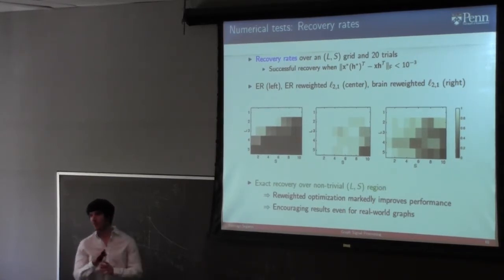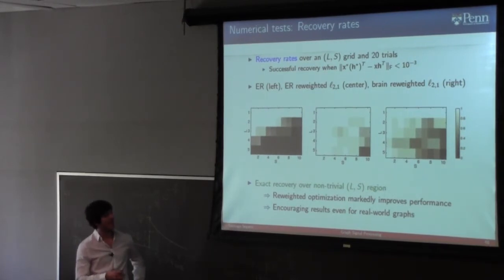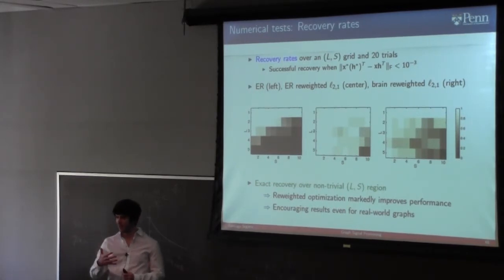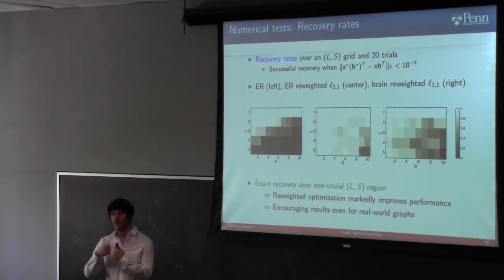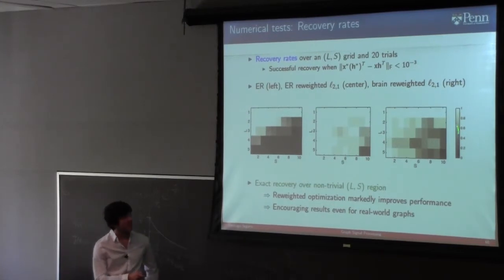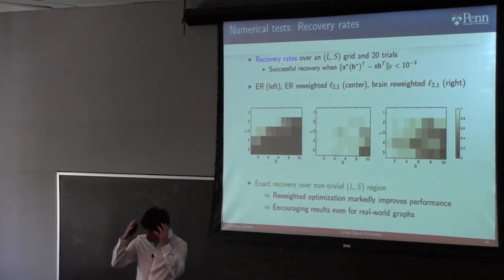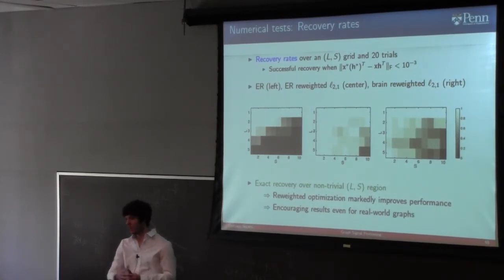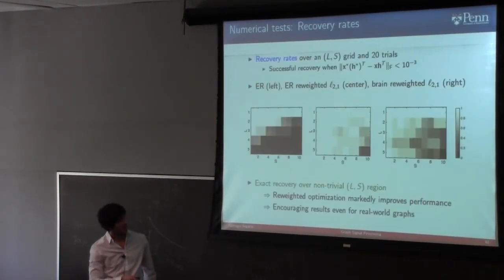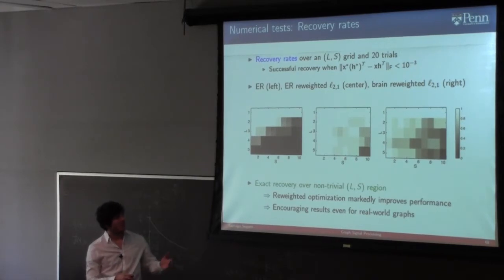Actually, by doing this reweighted thing that I told you about for the alpha, the performance increases amazingly. So here we can recover for large values of L and S. This means that you observe the signal Y, remember, and you recover the filter coefficients and the support of X and the value of X correctly. And this is for a real graph. This is for a brain graph, an axial brain atlas, 66 brain regions. So the signals are synthetic, but the graph is real. That's a thing to know. And here, the performance is a little bit worse than the Erdos-Renyi graph, but it's still acceptable.